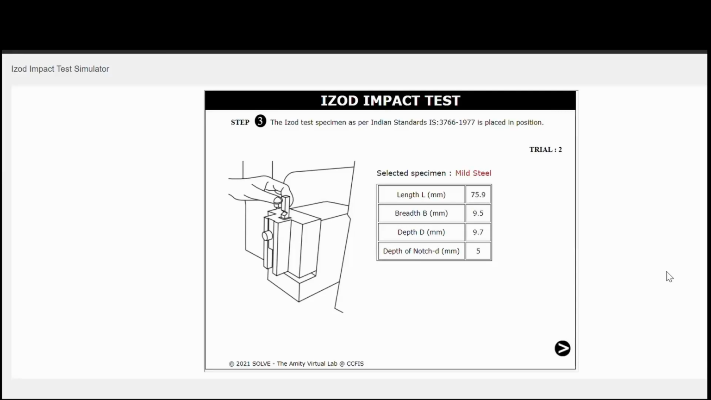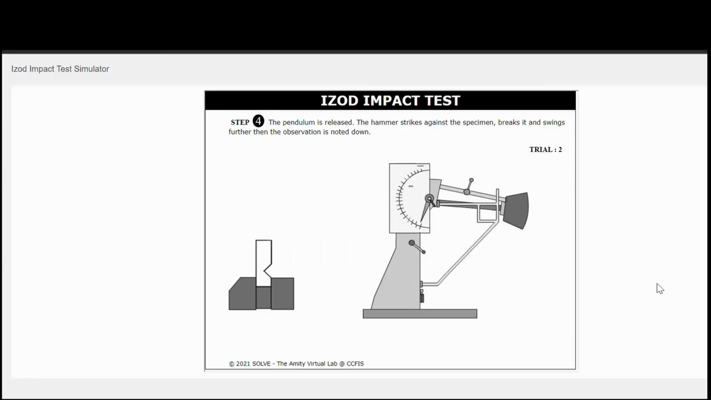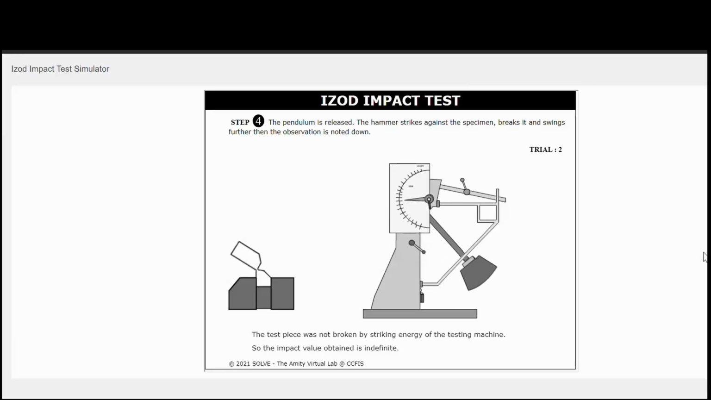For trial 2, the Izod test specimen as per Indian standard IS 3766-1977 is placed in position. Selected specimen mild steel, length 75.9, breadth 9.5, depth 9.7, depth of notch 5. Step 4, the pendulum is released. The hammer strikes against the specimen, breaks it and swings further, and the observation is noted down. The test piece was not broken by the striking energy of the testing machine, so the impact value obtained is indefinite.